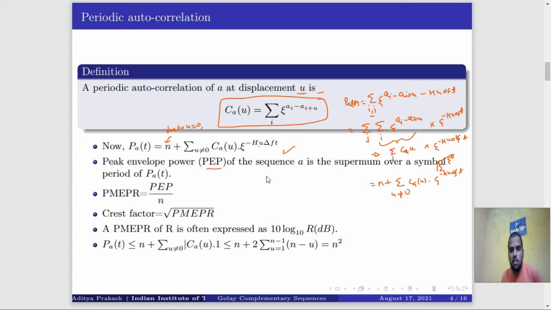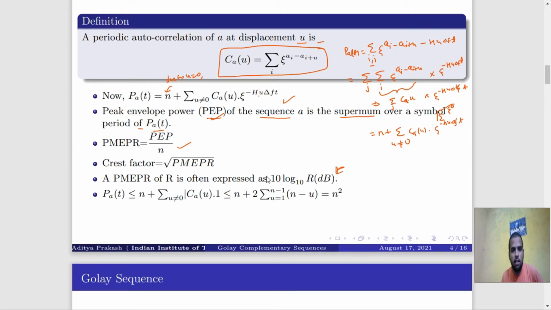Now the next concept, peak envelope power. Peak envelope power of a sequence A is the supremum over the symbol period of PAT. Whatever the maximum value in the sequence A, that is the peak envelope power. Okay, and we can simply divide by n. That means the peak-to-mean envelope power ratio is equal to PEP by n. Now the P factor is nothing but the square root of PMEPR, the peak-to-mean envelope power ratio. A PMEPR of R is often expressed as 10 log 10 R dB. And now extract this thing. A little bit more interesting thing regarding this.